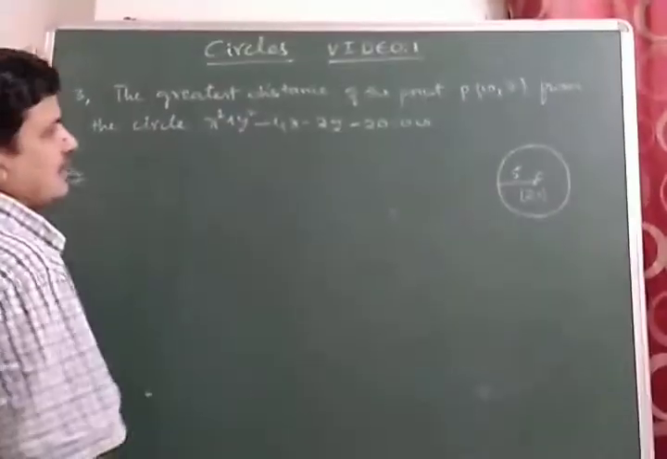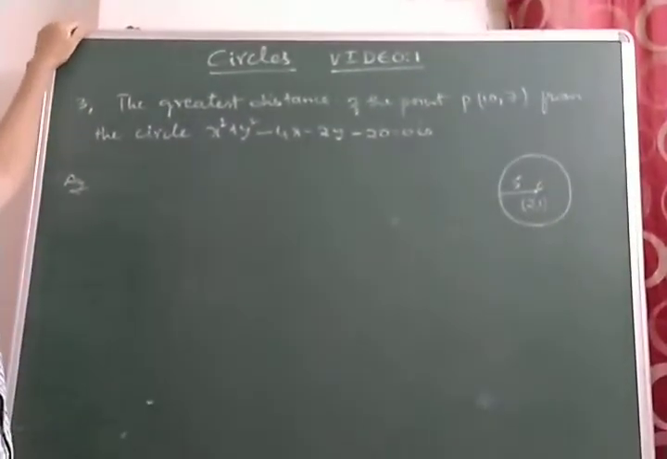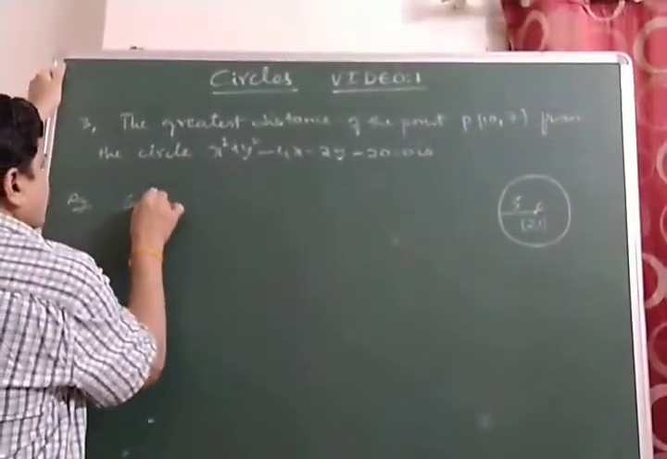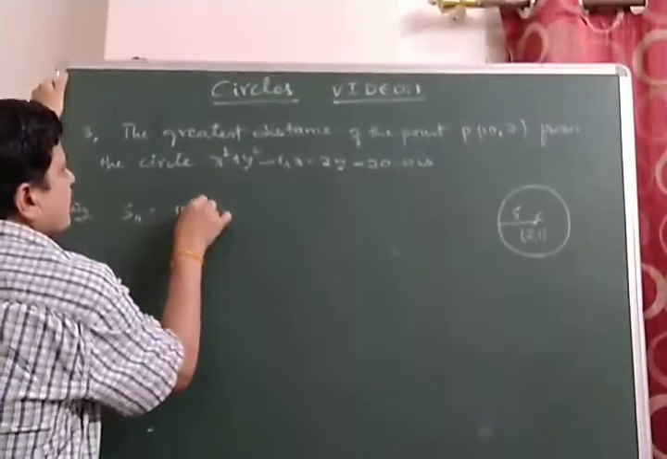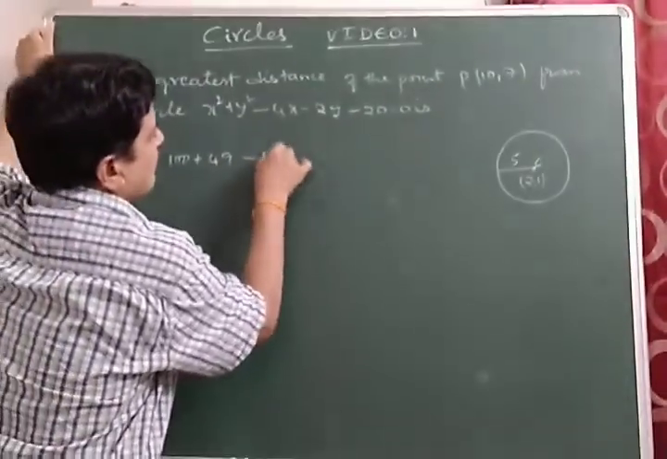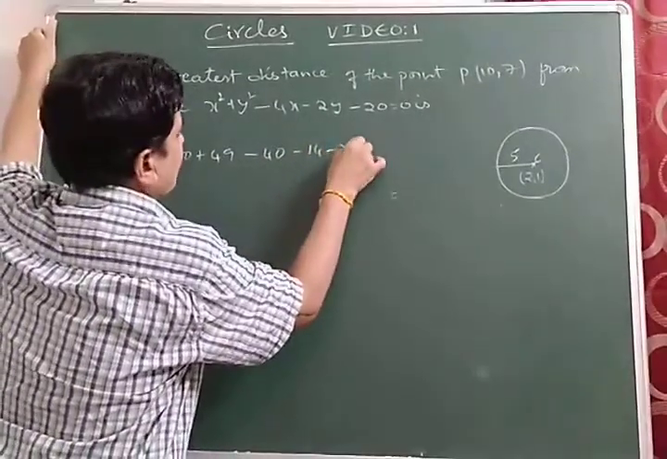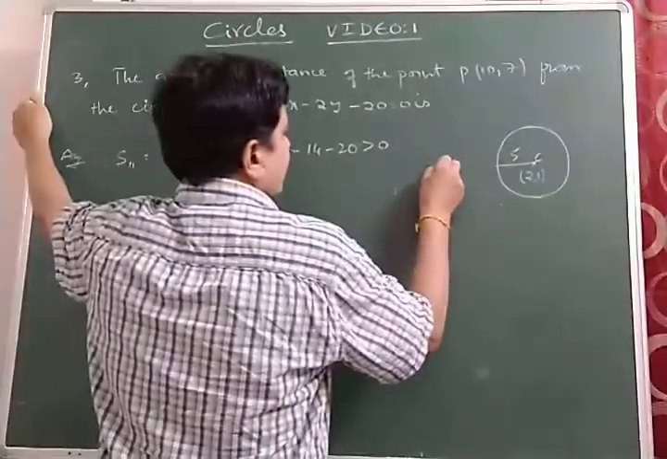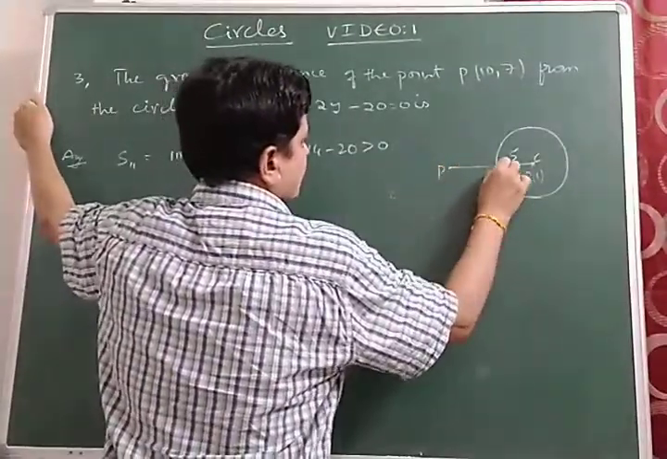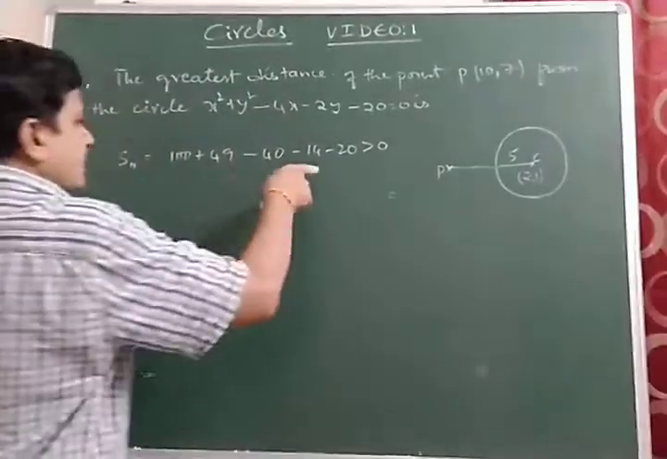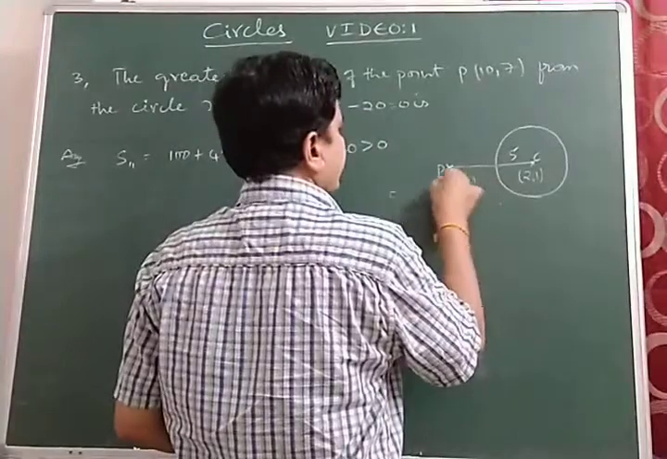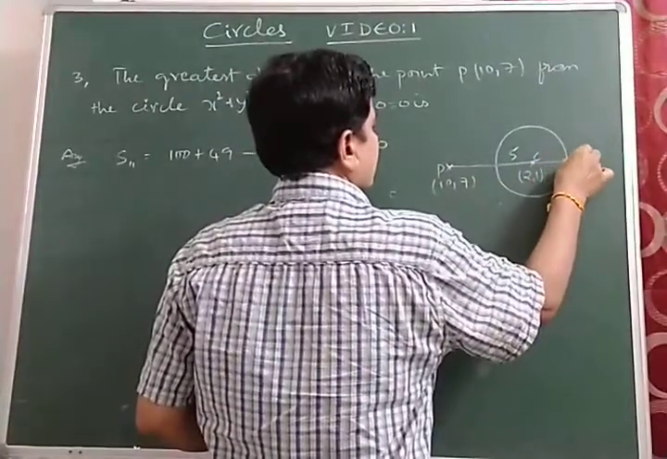Greatest distance means first of all we find whether the point lies on the circle, inside the circle or outside the circle. So S11 is equal to 100 plus 49 minus 40 minus 14 minus 20. It is always greater than 0. Therefore the point lies outside the circle. P lies outside the circle since S11 is greater than 0.